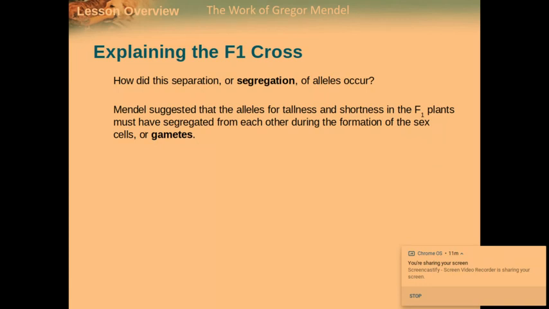So how did this separation, or segregation, occur? Mendel suggested that the alleles for tallness and shortness in F1 plants must have segregated, or separated from each other, during the formation of sex cells or gametes. In other words, sperm and eggs. Your gametes are your sperm and eggs. So what this is saying is that if you have a tall and a short allele, then when you go to make your sperm or eggs, tall is going to go on one sperm or egg, and short is going to go on another sperm or egg.